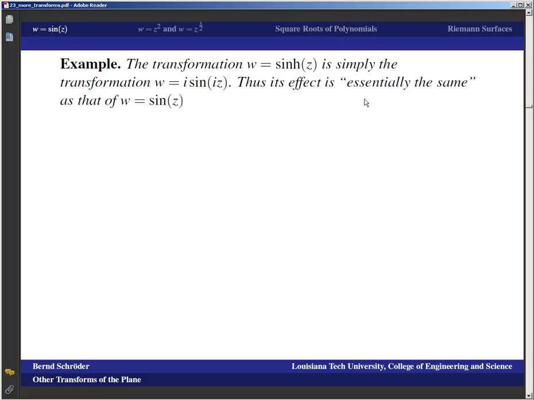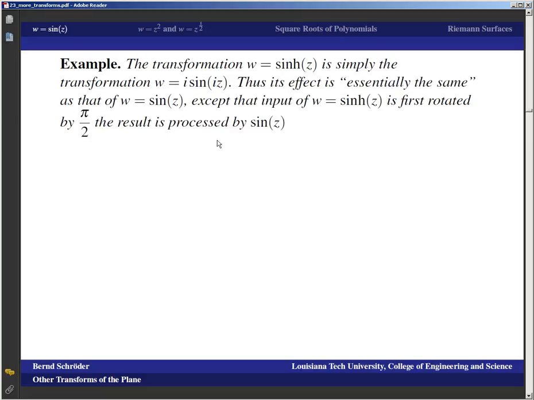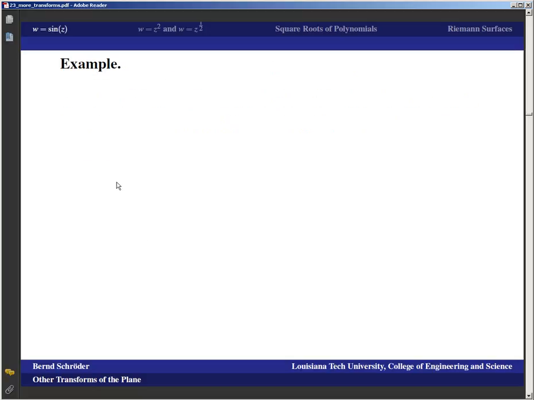And so that effect is essentially the same as that of w equals sine of z, except that the input is first rotated by pi over 2, that's this multiplication by i. Then it is processed by the sine function, and then that output is once more rotated by pi over 2.